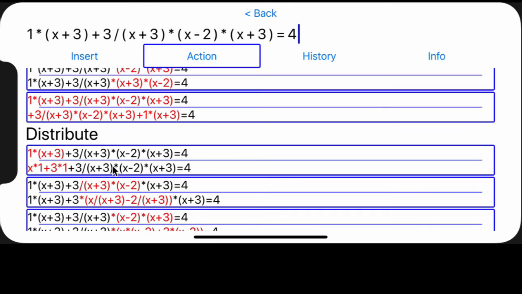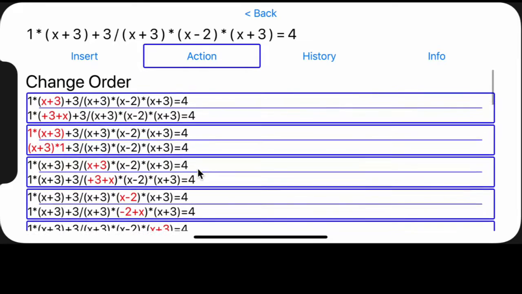Here it is. Now, we want to cancel this with this. But there's this in the way. Algebra Tool will not trigger the cancel transformation unless the things to be canceled are right next to each other. To get these to be right next to each other, we need to use the change order transformation.